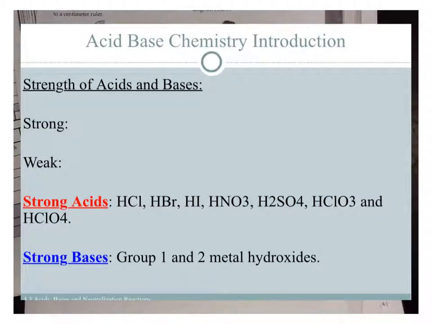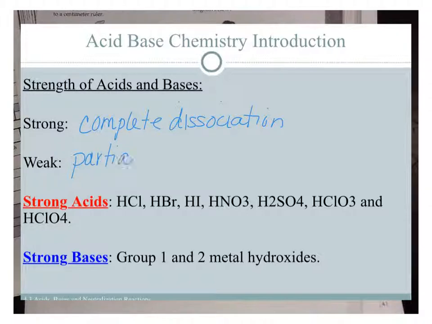So let's talk about the strength of acids and bases. When we have a strong acid, as you've already learned, we have complete dissociation. And when we have a weak acid, we only have partial dissociation into the ions.